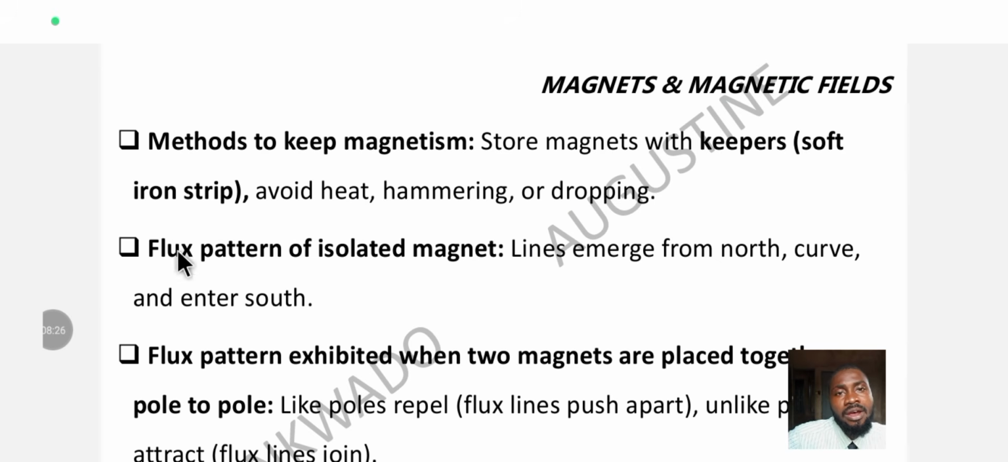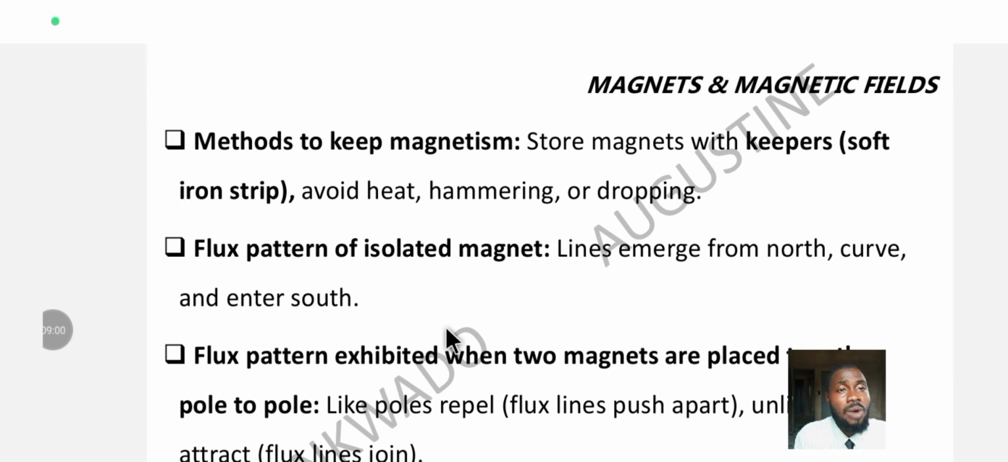Magnetic flux pattern of an isolated magnet. What is flux pattern? Flux pattern is the pattern of the magnetic field. That's flux. So what is the magnetic pattern or flux of an isolated magnet? The flux pattern of an isolated magnet is lines emerge from north, curve and enter south. So like the one we just saw.